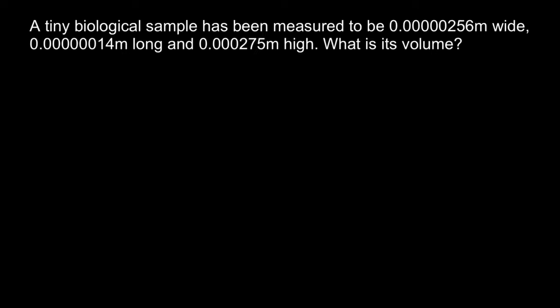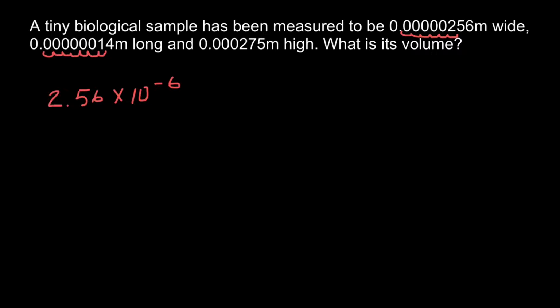So the first number in scientific notation is going to be, we move this decimal point 1, 2, 3, 4, 5, 6 places to the right. So we are going to get 2.56 times 10 to negative 6. Now let's check the second number. In order to convert this number in scientific notation, we have to move this decimal point 1, 2, 3, 4, 5, 6, 7 places to the right.